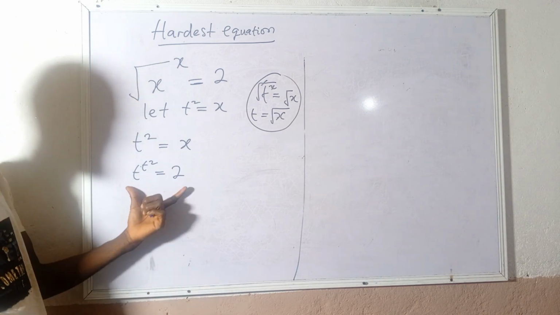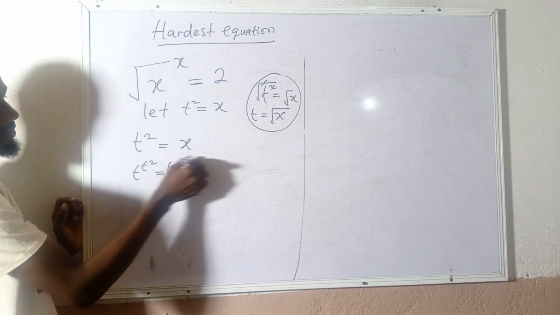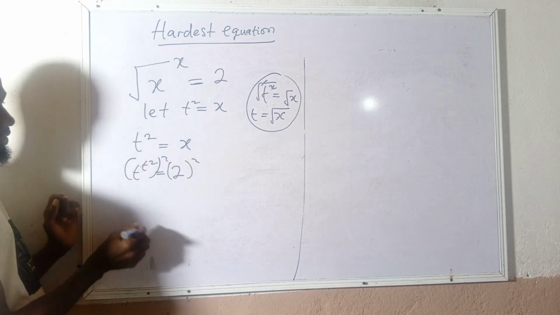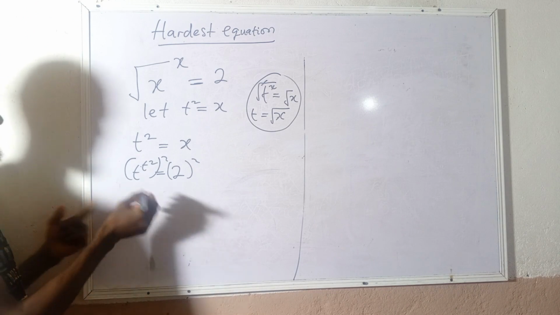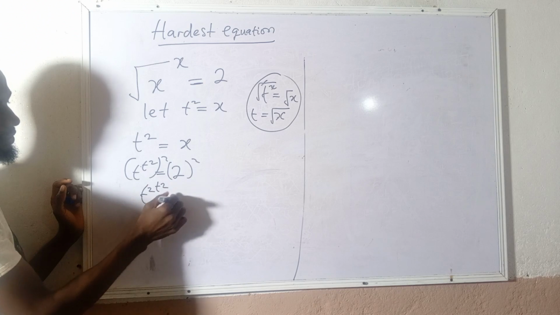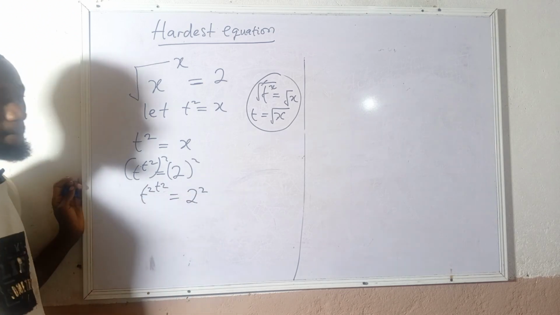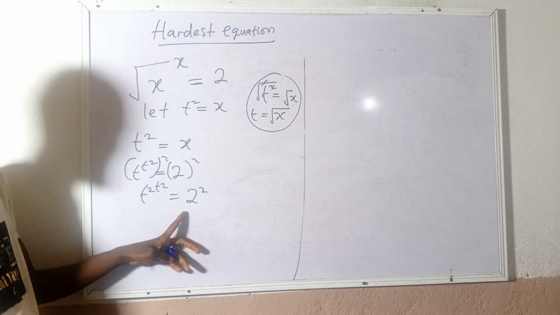Then let's square both sides. If you square both sides, you will have that t squared raised to the power t is equal to 2 squared. And this is what we get.